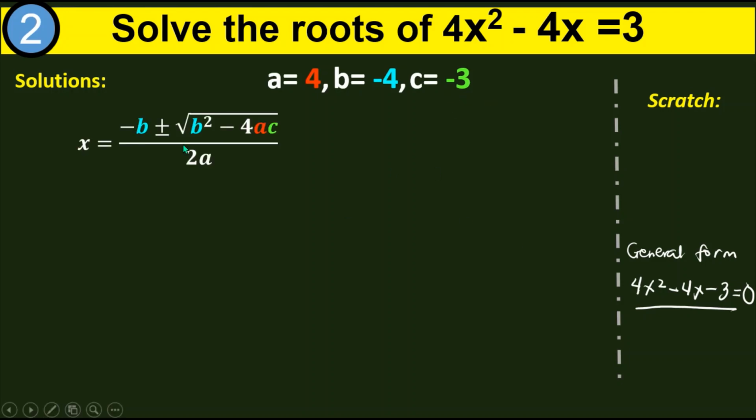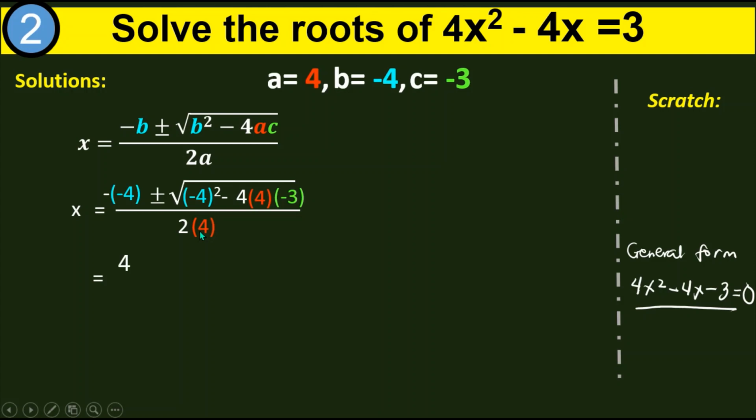So using this again, the formula, substitute all these values. So x is equal to negative 4 plus and minus square root of negative 4 squared minus 4 times negative 3, all over 2a. Okay, so 2a is equal to 2 times 4. So simplifying further, ine-negate natin si negative 4.